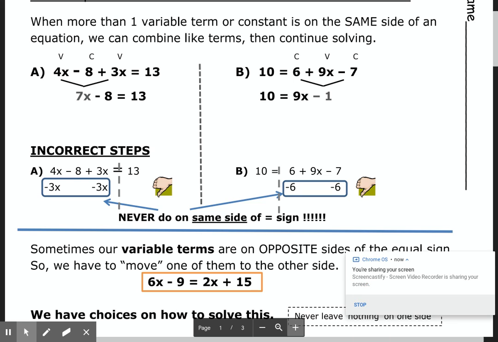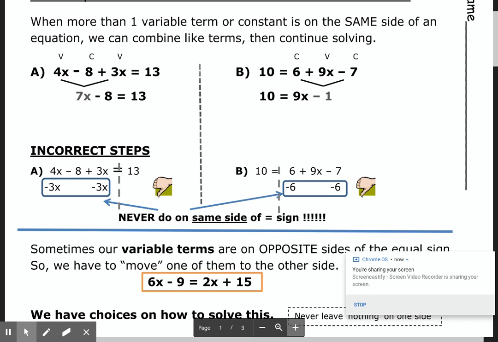Hi, today we're going to go over notes 2, which deals with variables on both sides. But before we get into that, I want to go over a few things that I've been seeing on assignment 1 when working with variables on one side, combining like terms. So if you look at letter A, the problem is 4x minus 8 plus 3x equals 13.